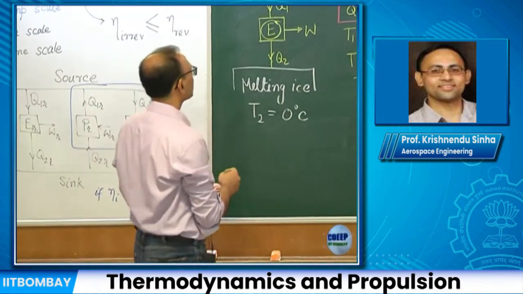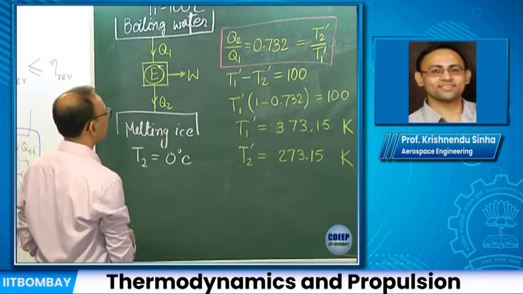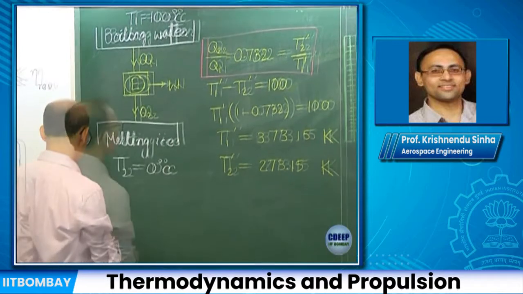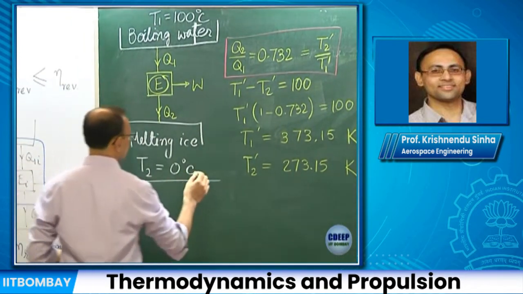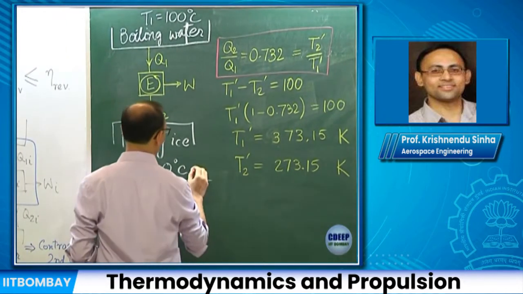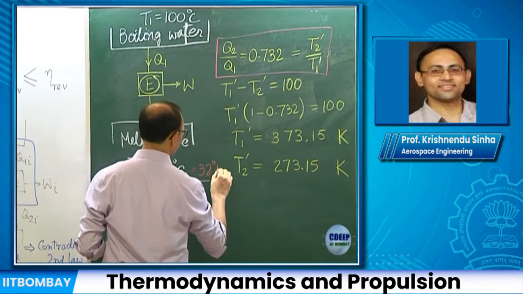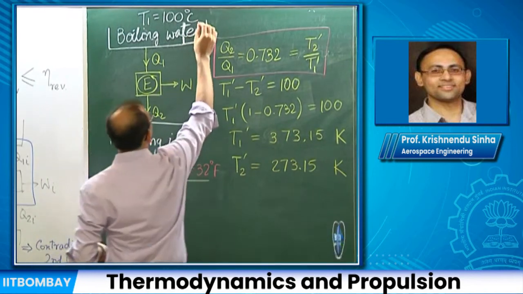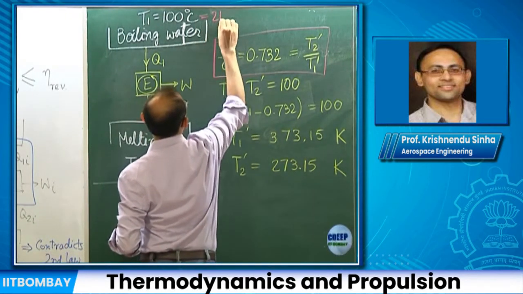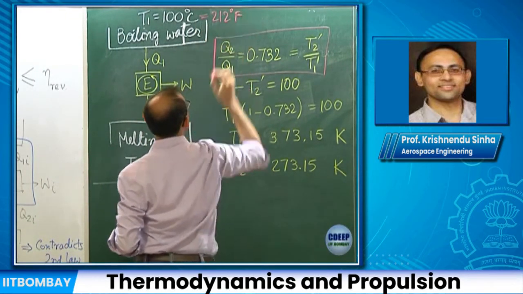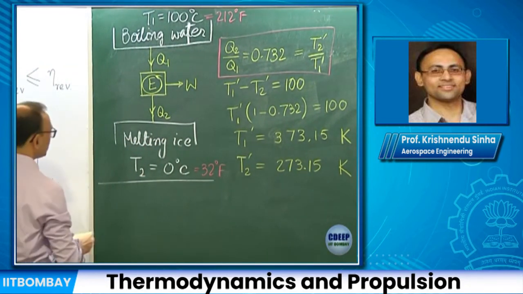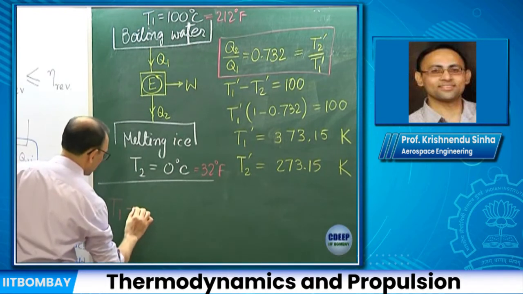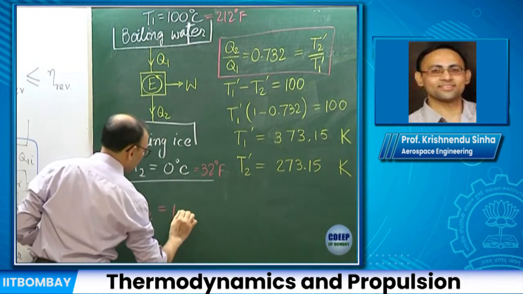Let me just put down the numbers for the Fahrenheit scale and complete this topic. For Fahrenheit scale, we have this is equal to 32 degrees Fahrenheit, and boiling point of water is 212 degrees Fahrenheit. The difference between T1 and T2 is 180 degrees.